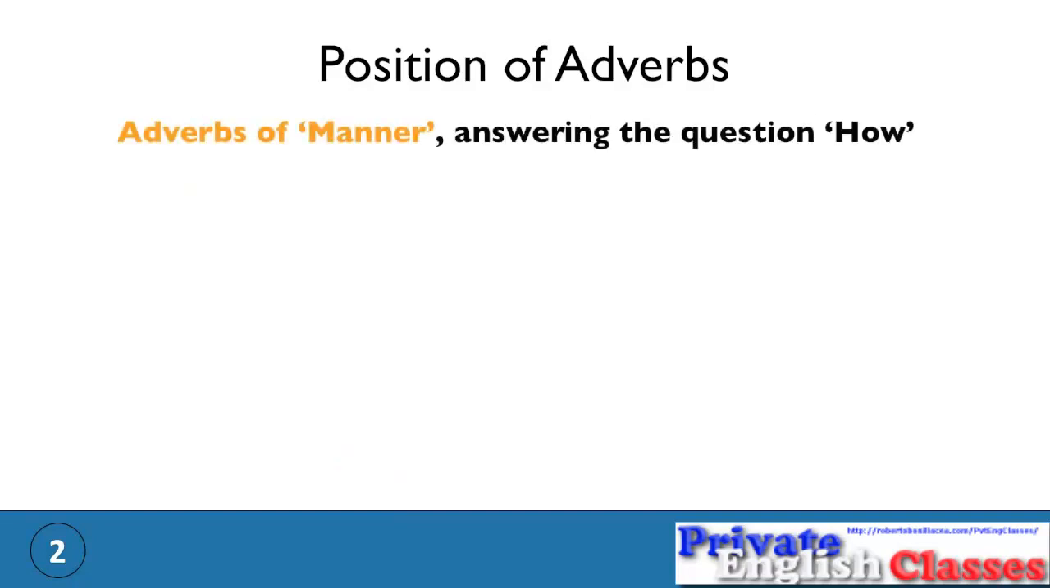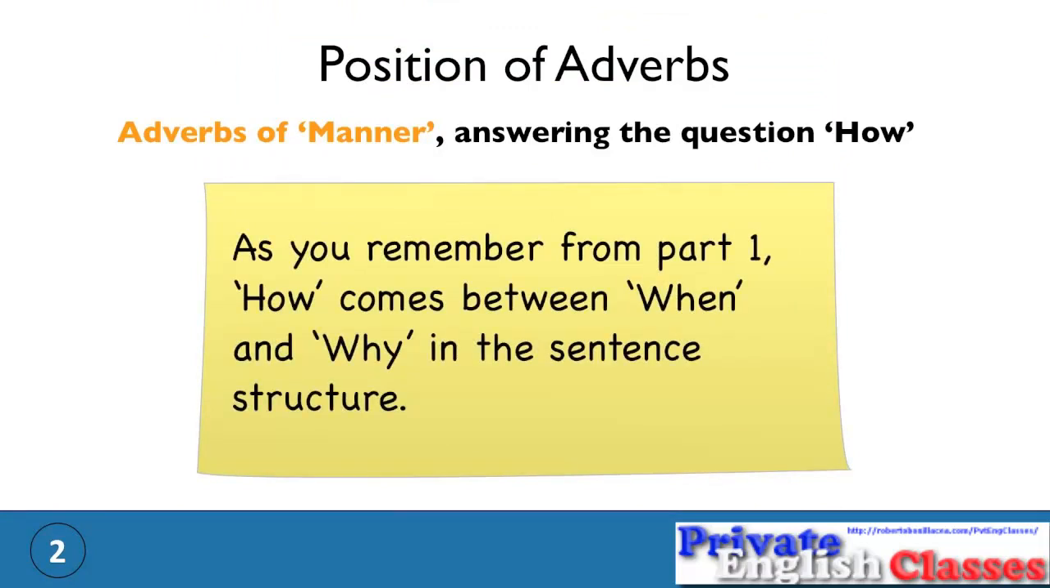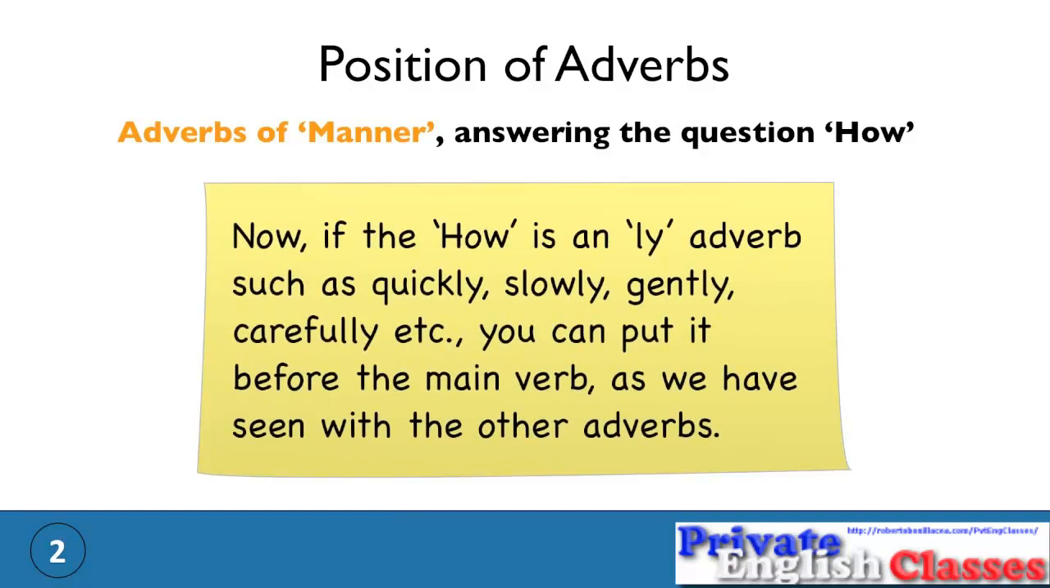Now, let's move on to the adverbs of manner. These are adverbs that answer the question how. As you will remember from part 1, how comes between the elements when and why in the sentence structure. Now, if the how is an ly adverb, such as quickly, slowly, gently, carefully, etc., you can put it before the main verb, as we have seen with the other adverbs.